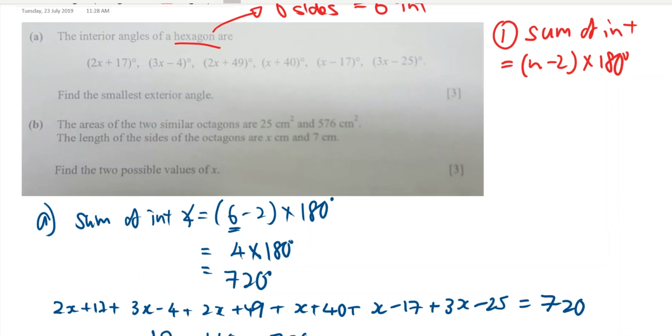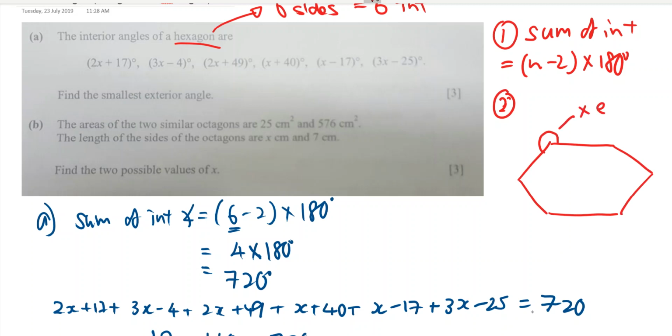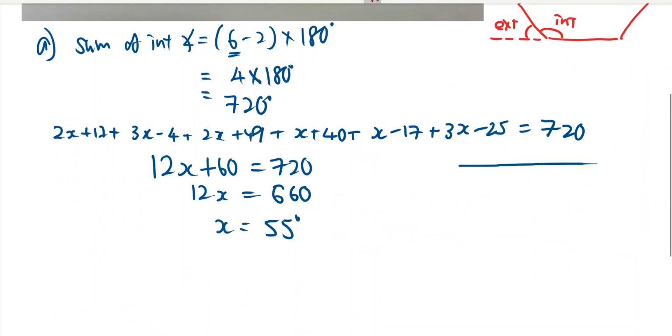So this is a very tricky question, because again, let me remind you about the exterior angle. Let's say this is a hexagon. This is not the exterior angle, and this is not the exterior angle. This is an interior angle. If I draw a dotted line like that, this will give me the exterior angle. So how do I get the smallest exterior angle?